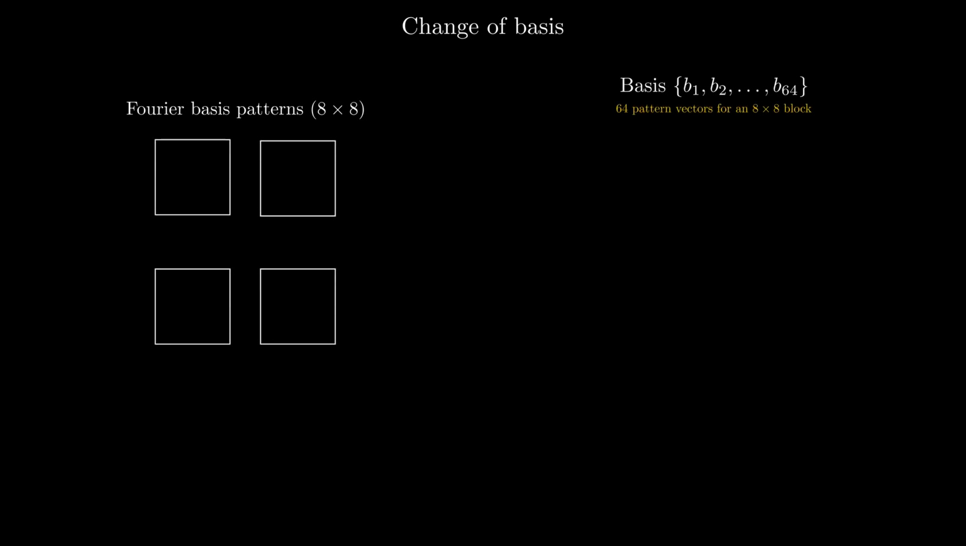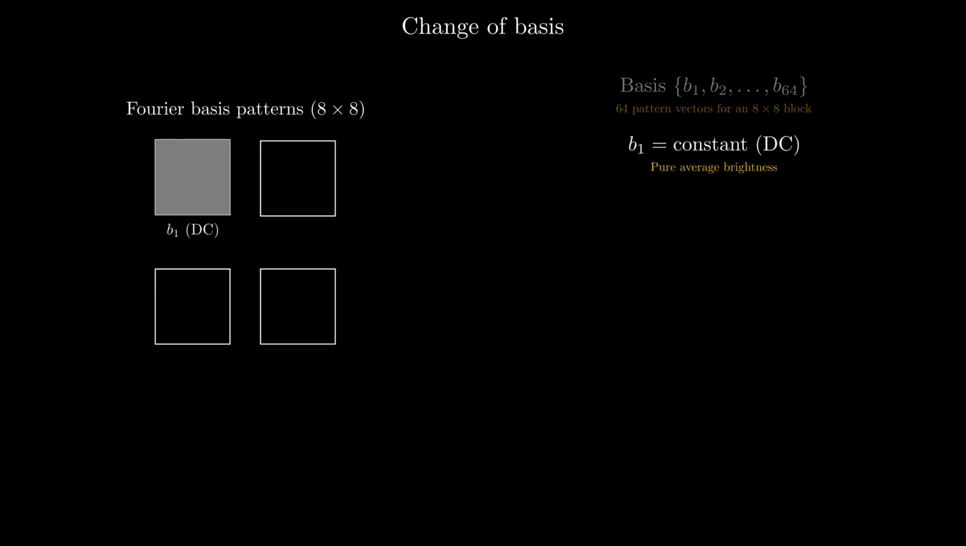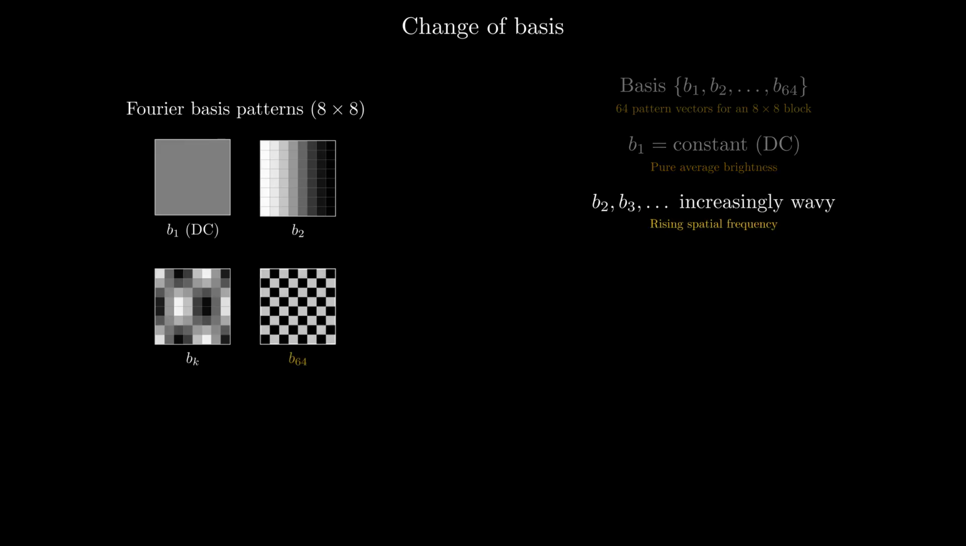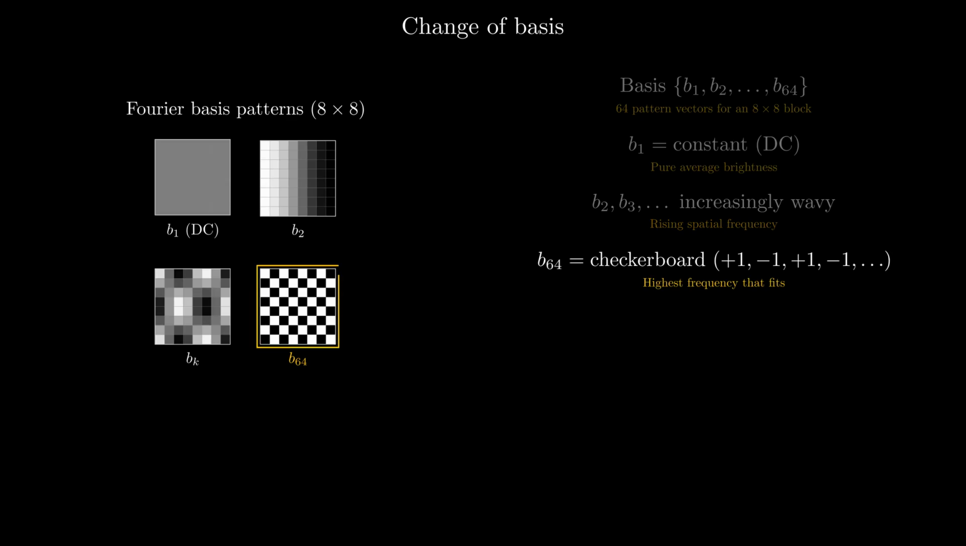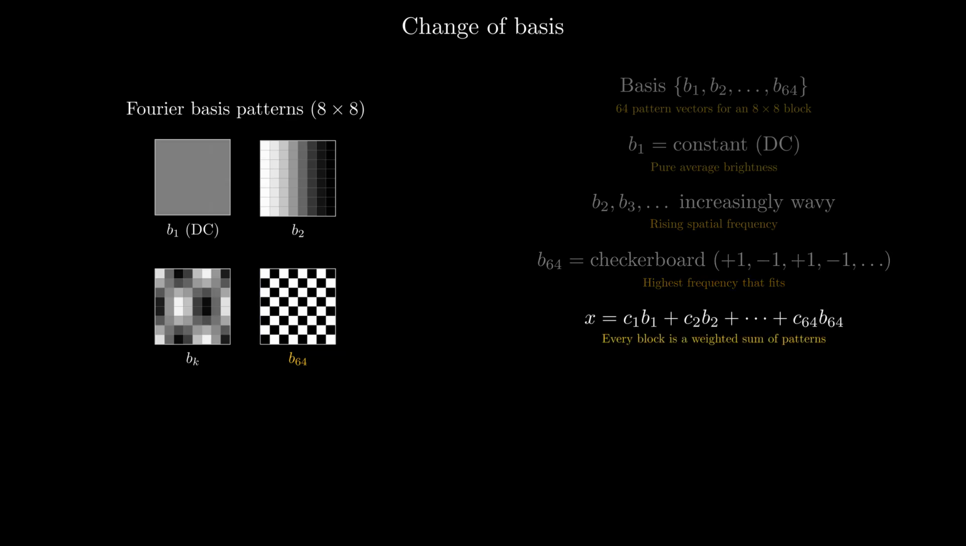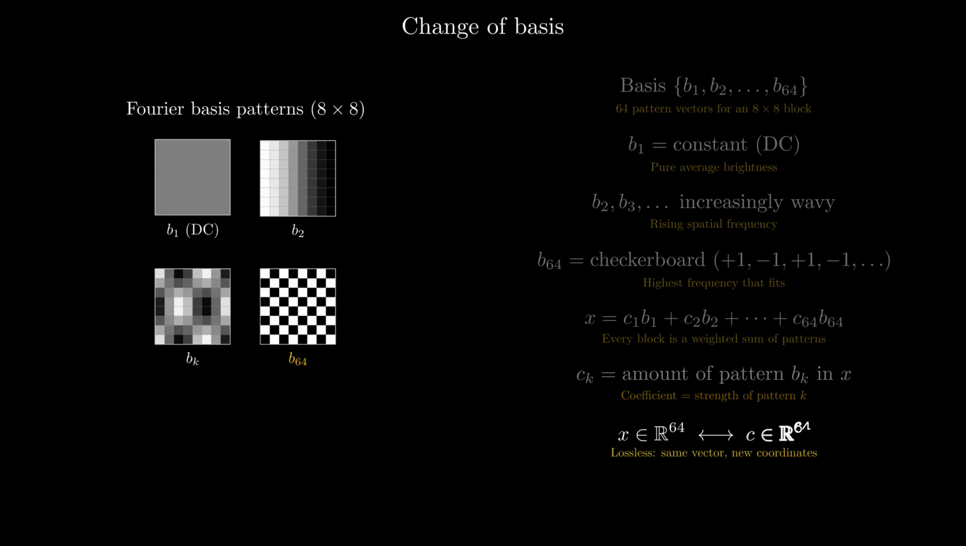The Fourier basis for an 8 by 8 block contains 64 pattern vectors. The first is constant, pure average brightness. Later ones are increasingly wavy. The last is a checkerboard, alternating +1, -1, the highest frequency you can fit. Every block is a weighted sum of these patterns. The coefficient C sub k tells you how much of pattern k is present. No information is lost. We just change coordinates.